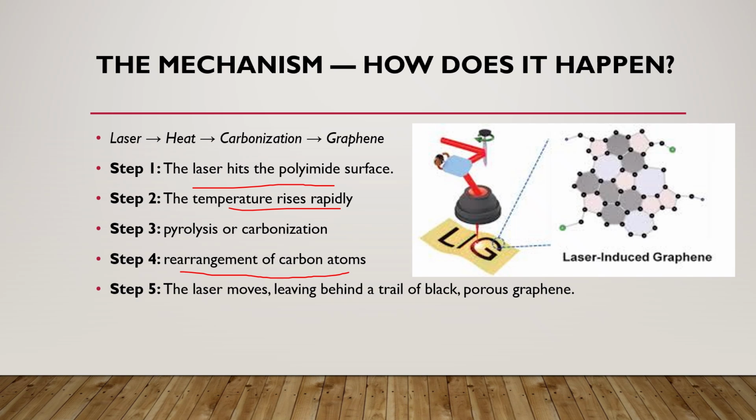So, in this fourth step, we are actually getting the graphene, which we call laser-induced graphene. So, what actually happens? The laser moves, leaving behind a trail of black porous graphene. Laser in, graphene out. That's our LIG.